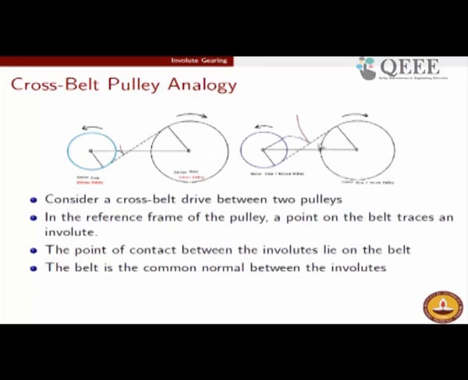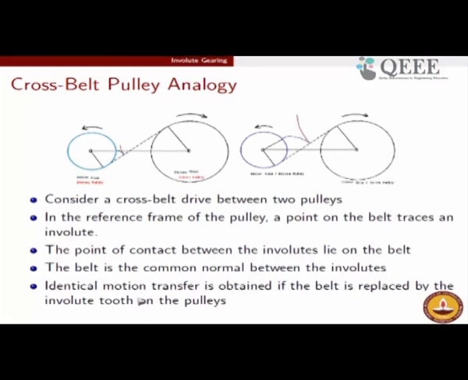From the belt pulley picture, it is very easy to identify that the normal did not change, and the motion transmission will not change if we have exactly the same force transfer, torque transfer taking place. So that can be attained. This is the last step of the analogy, where we say that identical motion transfer can be obtained if the belt is replaced by involute teeth on the pulley. This is how we will create a positive drive.